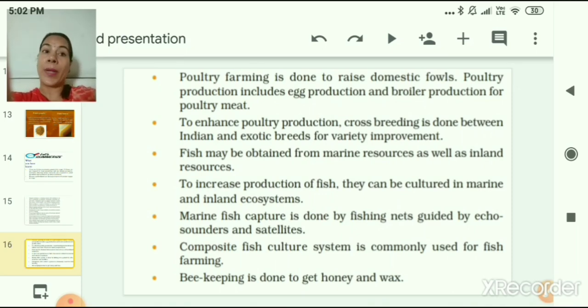Fish may be obtained from marine sources as well as inland sources. To increase production of fish, they can be cultured in marine and inland ecosystems. Marine fish capture is done by fishing nets guided by echo sounders and satellites. Composite fish culture system is commonly used for fish farming. Beekeeping is done to get honey and wax.